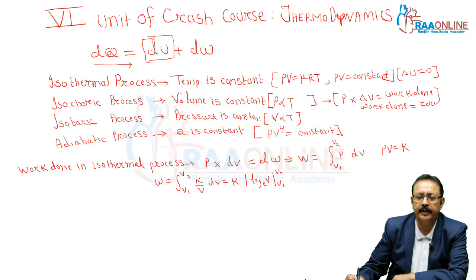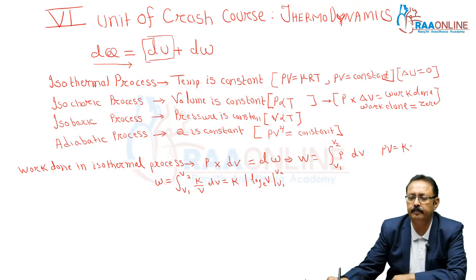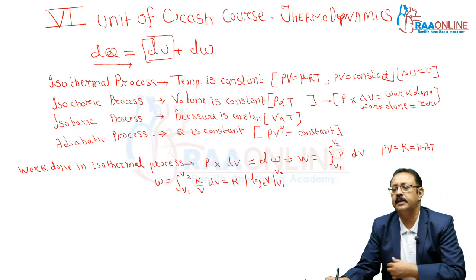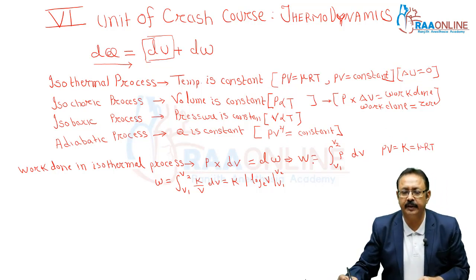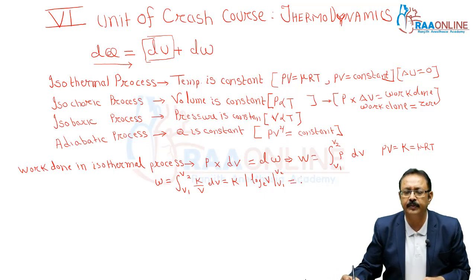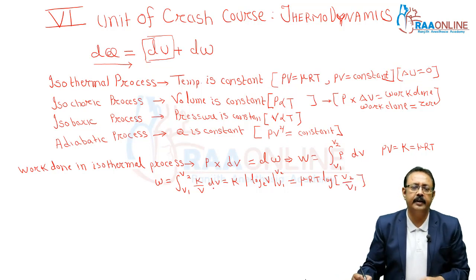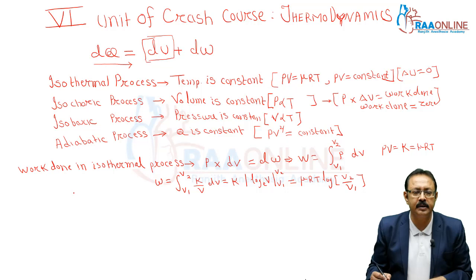So now we can write, and we know what is PV? PV is equal to mu RT. Since T is constant, therefore PV was constant. So you can write in place of K this mu RT also. Log V2 minus log V1 means log V2 by V1. So it was work done in isothermal process.